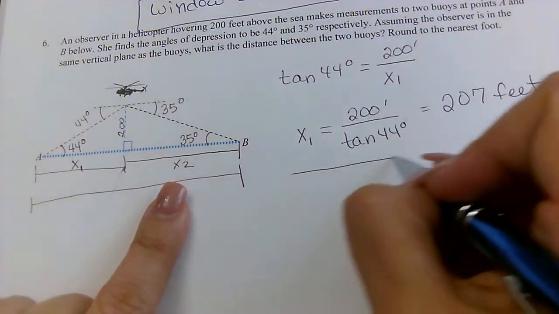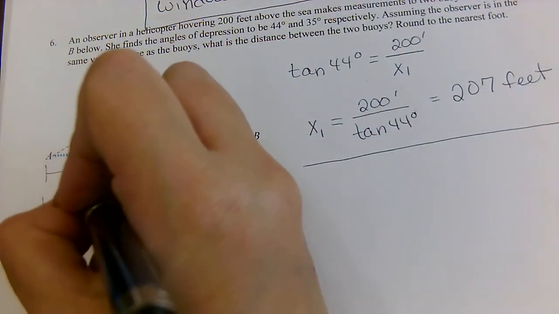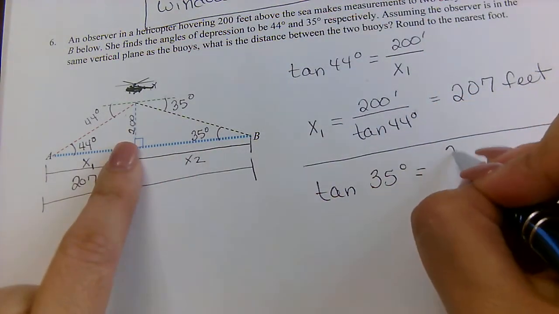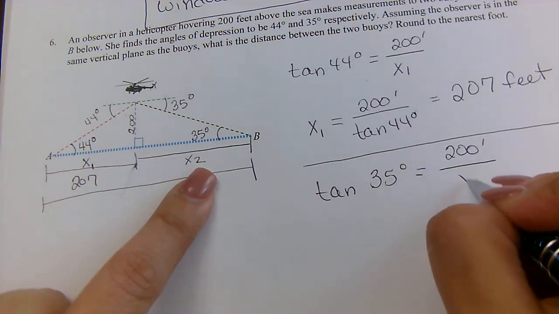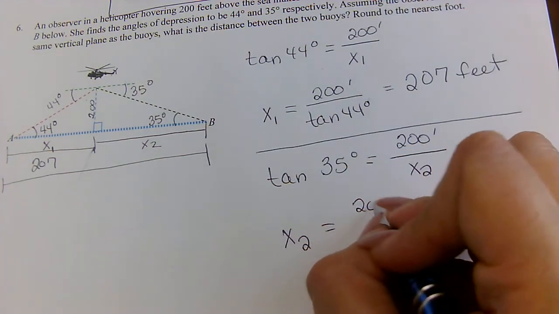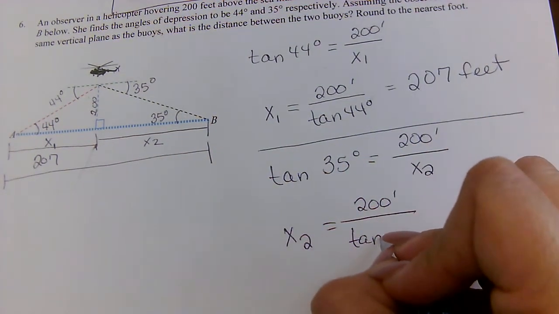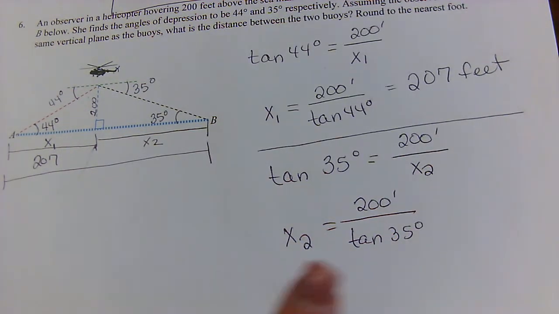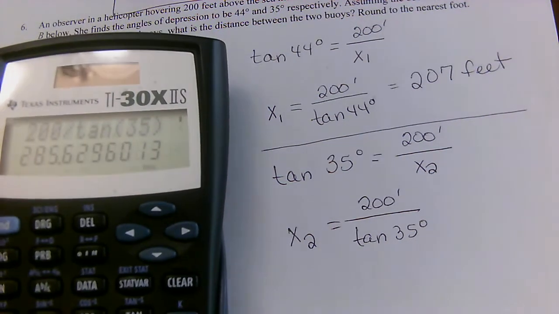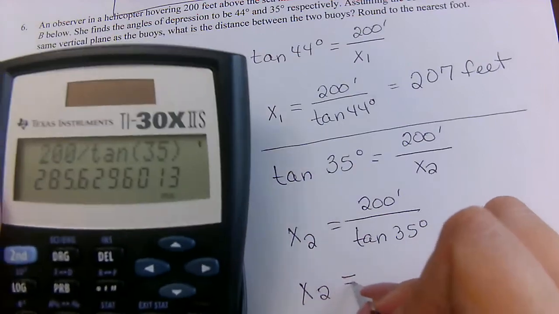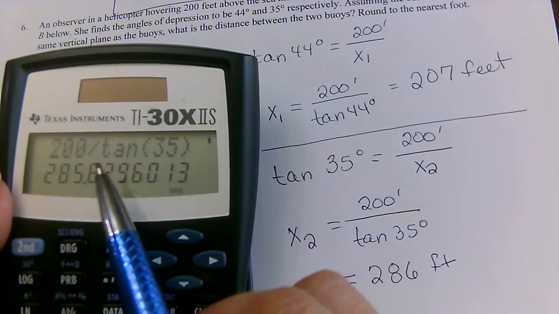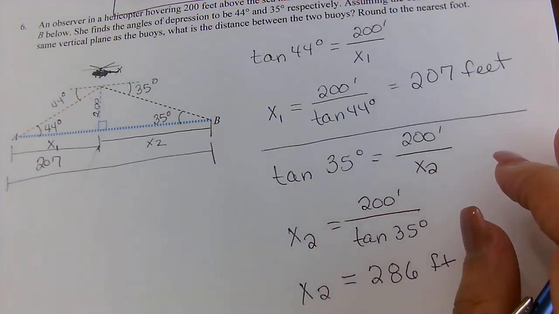x2, we're going to do the same thing. We're going to use tangent of 35 degrees is equal to opposite over adjacent. And then again, you're going to flip. So x2 would be equal to 200 feet divided by tangent of 35 degrees. All I'm going to do is change this angle in the calculator to 35. So now I get x2 to be a distance of 286 feet. If we're rounding, we need to round this one up since it's greater than 5.